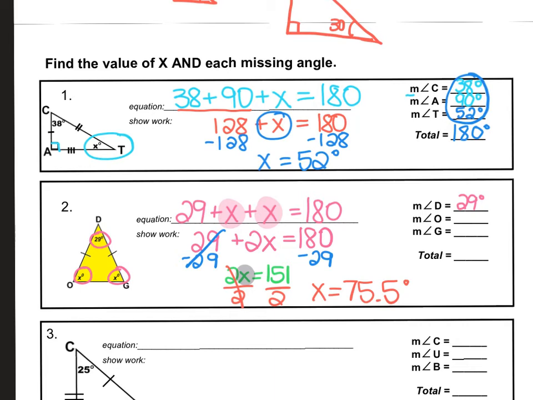So if we look, we can see that both O and G are represented by x degrees. So that means each of those angles is going to be 75.5. So this is just another good check. I would plug all of this into our calculator, 29 plus 75.5 plus 75.5, and just verify that you do get 180 degrees because the interior angle should always equal 180 degrees.